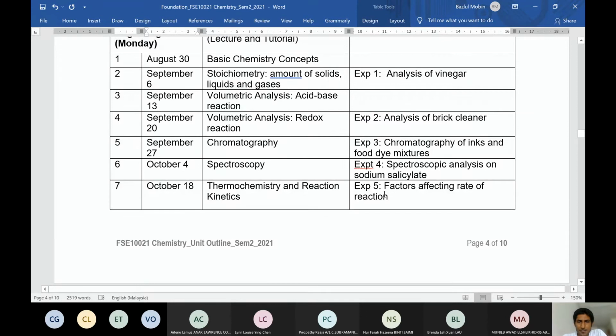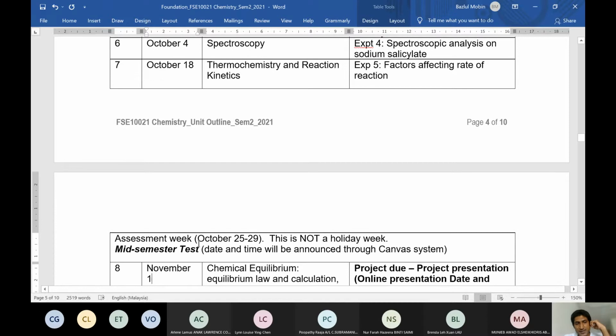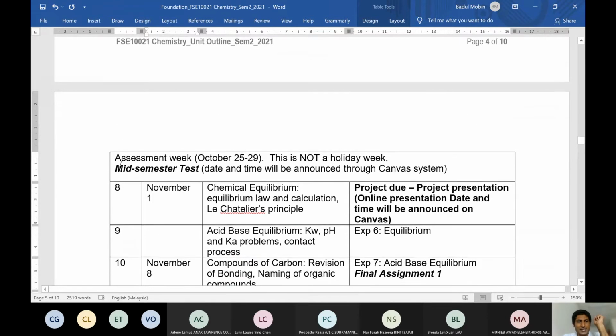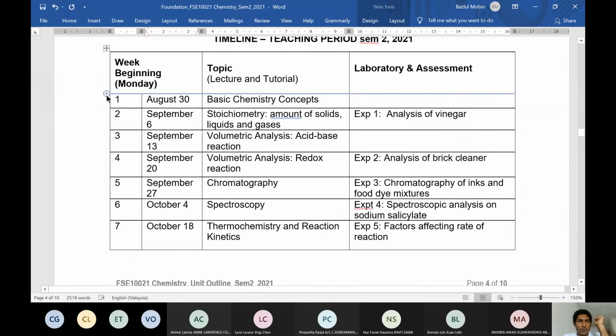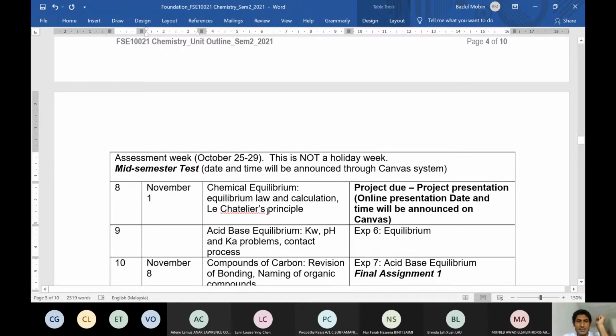So after week 7, experiment 5 will be on week 7, and after week 7 there will be a week break. Some students call it a mid-semester break, but it is actually not a break for you. There will be an assessment, a mid-semester test, during that time. All right, don't get confused with this. There will be a test for you, and this test will include everything from week 1 until week 7. All right, and it will cover 20% of the marks. So take it seriously.